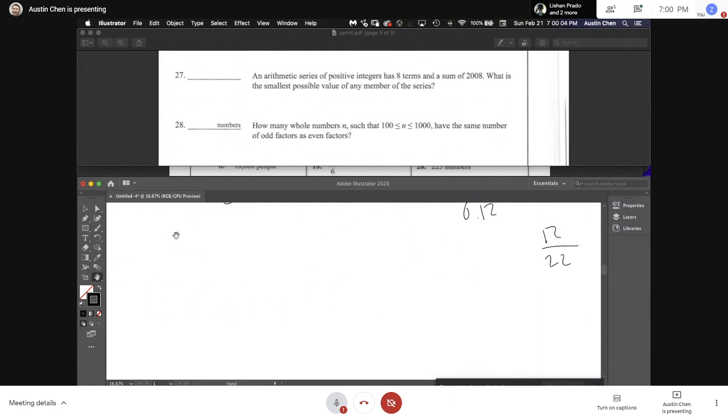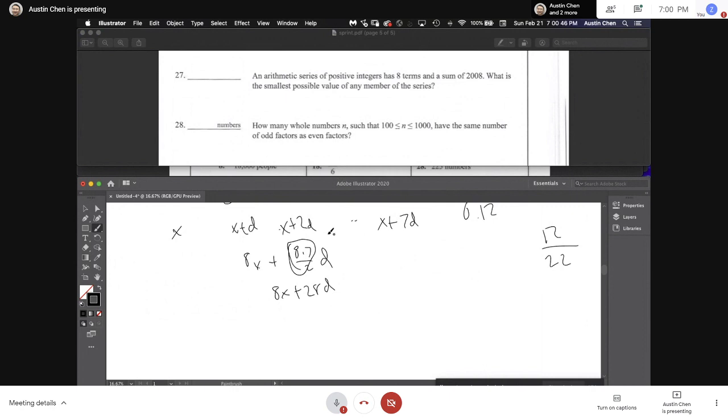So let's just give some variable names to our terms. Let's say our smallest term is x, and then our terms are going to have a difference of d. So then our next term is going to be x plus d, and then x plus 2d. We're going to do this all the way to x plus 7d. And then the sum of the series is going to be 8x plus 8 times 7 over 2 times d. This is just going to be 28.